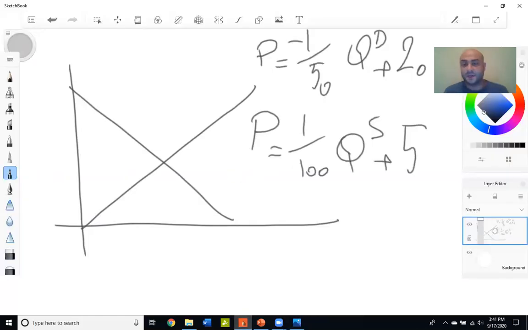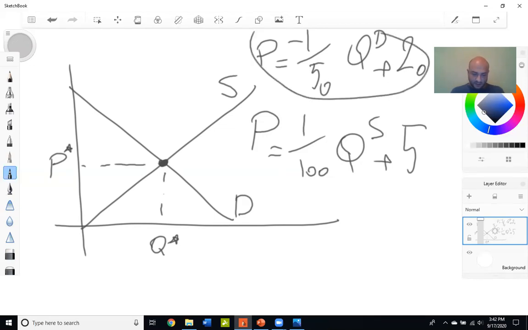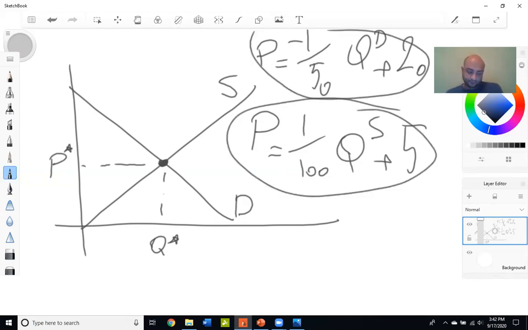Now, what is the equilibrium? The equilibrium point is when these 2 curves meet each other, meaning that I, the consumer, and Pizza Hut, the producer, we agree on the same price and the same quantity. In economics, we call this P star and Q star. So at this point, we both arrive at the same price and the same quantity, meaning prices are equal and quantities are equal.